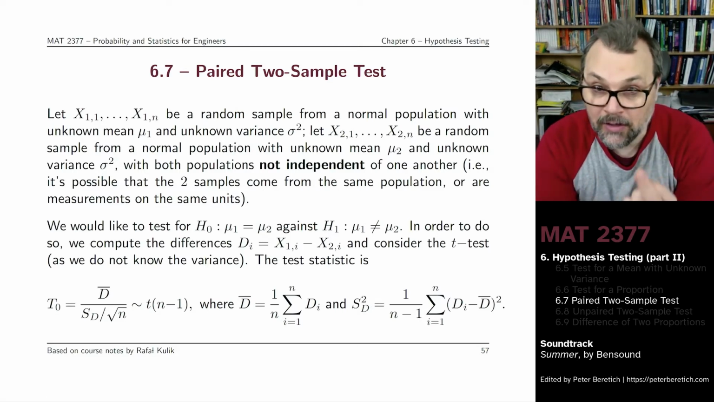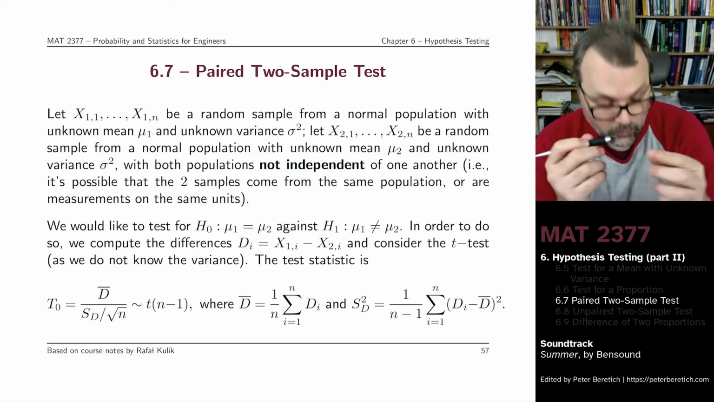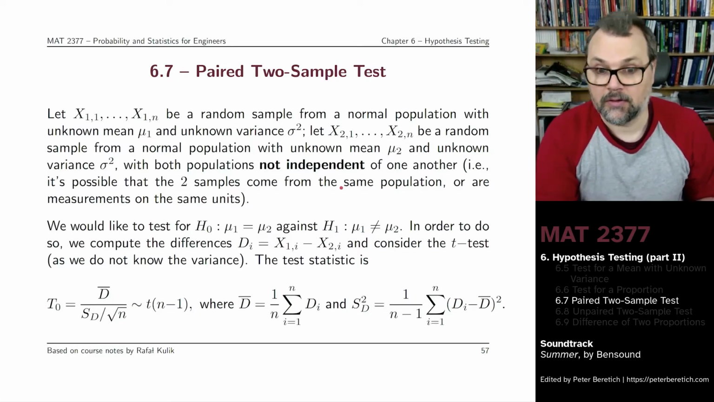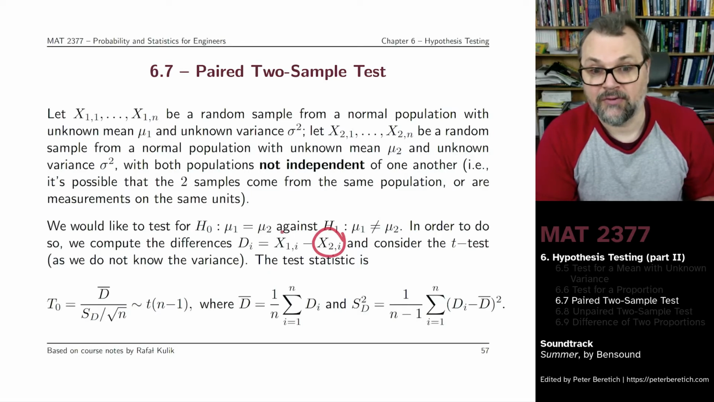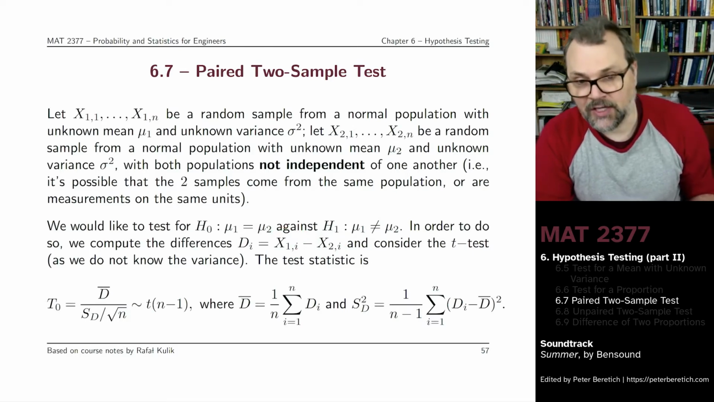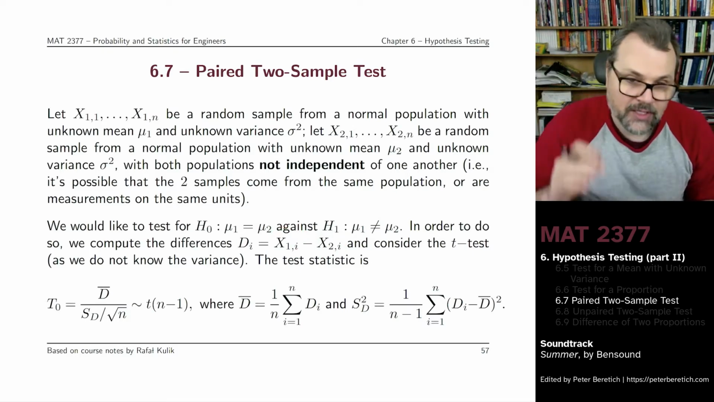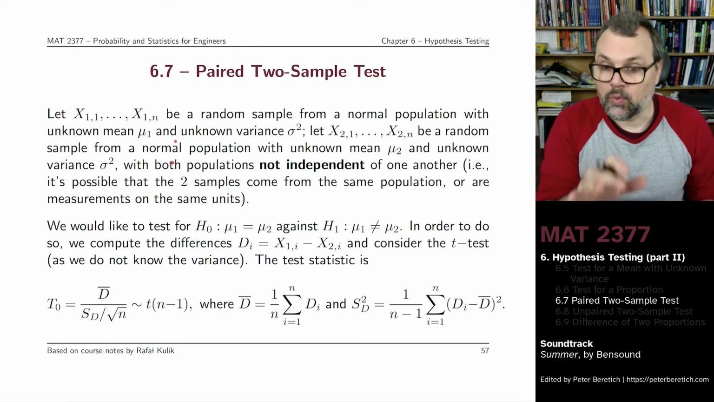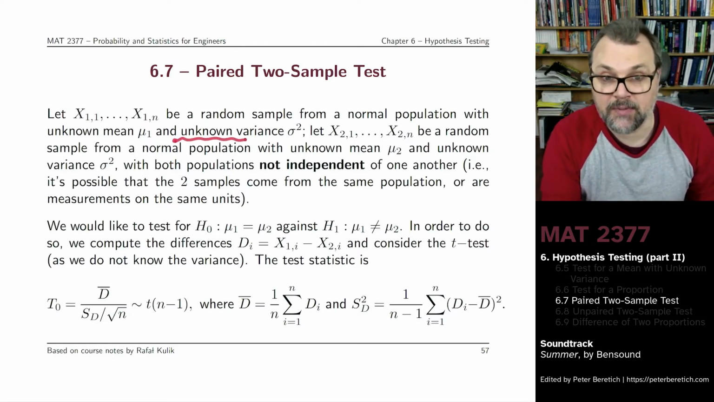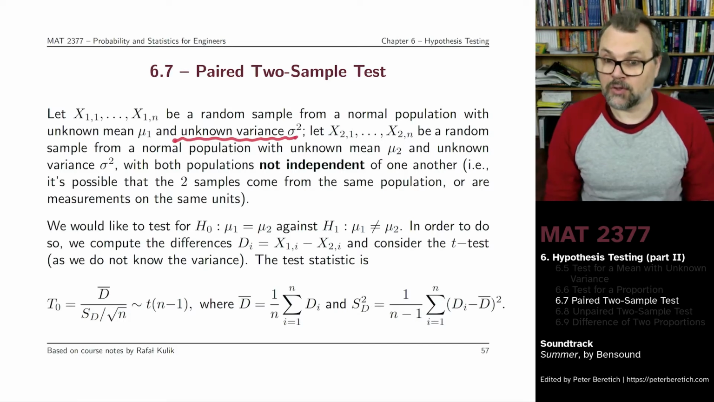So we pair the samples. We look at the second measurement on the ith observation and the first measurement on the ith observation. And we look at the difference. Now we could do x1i minus x2i or the other way around. Here I picked x1i minus x2i. We have to use a t-test because the variance, which is the same in both populations, is unknown to us.